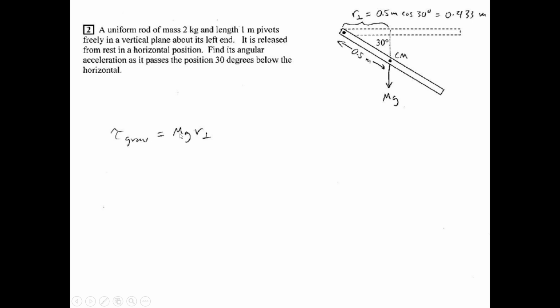And so I can plug the 2 kilograms and that result into here and get the gravitational torque at the location 30 degrees below the horizontal is 8.487 Newton meters. And now the whole point of doing that was to put it into torque net equals I alpha. Torque net is equal to just the gravitational torque in here. There are no other torques being applied.